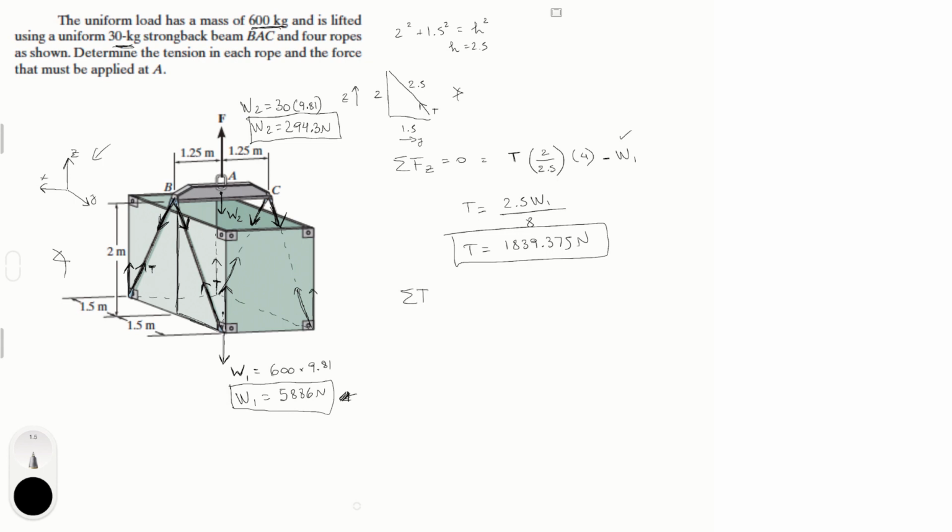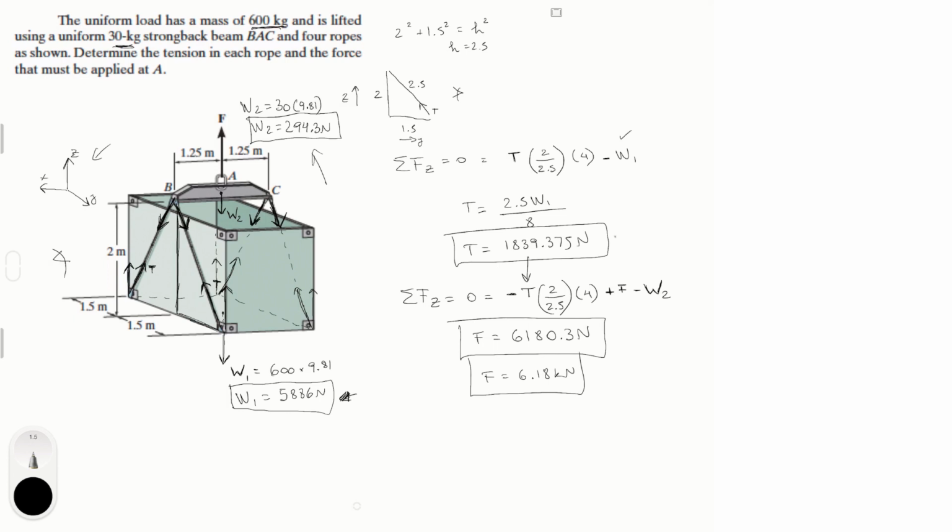Now, if you do the sum of the forces in Y for the second part of the problem, for this strongback, it is equal to 0, and the tension is pulling it down. Again, it's the Y component of the tensions, which is 2 over 2.5, and there are four of them, so you multiply by four. The force, which is what we're trying to find, is pulling it up, and it also has the weight of the strongback, which is W2, which we found over here. We can plug that in, and we know the tension because we found it in the previous part. So if you plug those in and solve for F, you get 6180.3 newtons, or 6.18 kilonewtons if you want the answer like that.